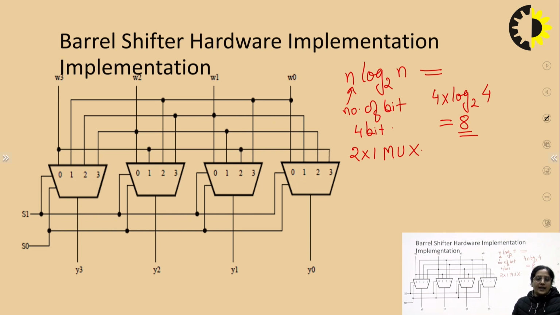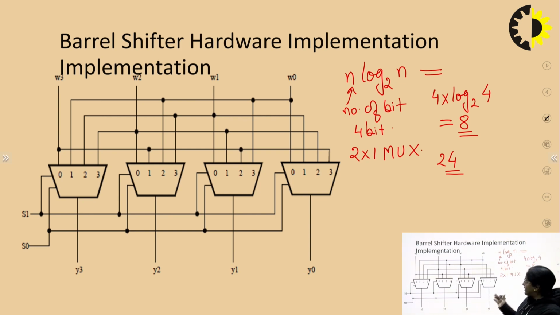If we go with 8-bit, then it is 8 into 3, that is 24 2:1 multiplexers required to design an 8-bit barrel shifter. We are not going for more than 64-bit because right now the microprocessor where we use this barrel shifter is a 64-bit processor. So we have to design a barrel shifter with 64-bit. In that case we can go with the 8:1 multiplexer also.